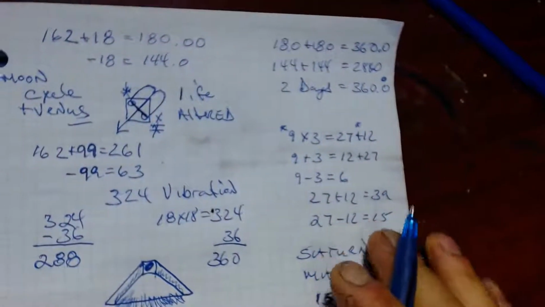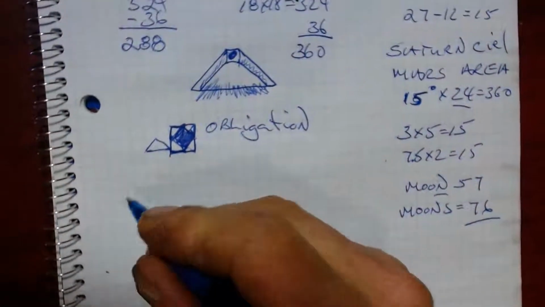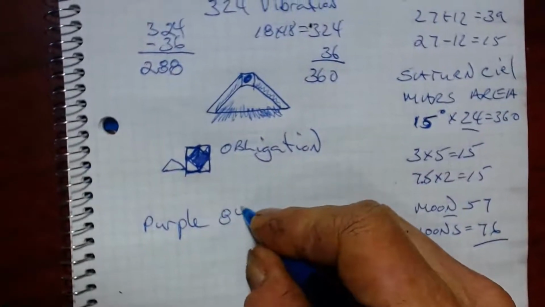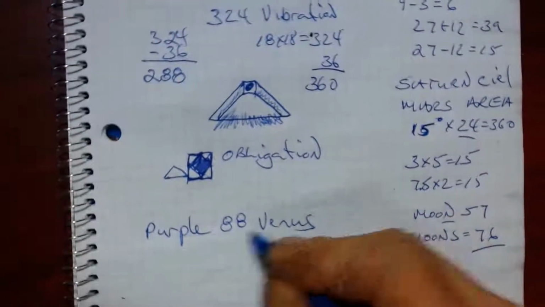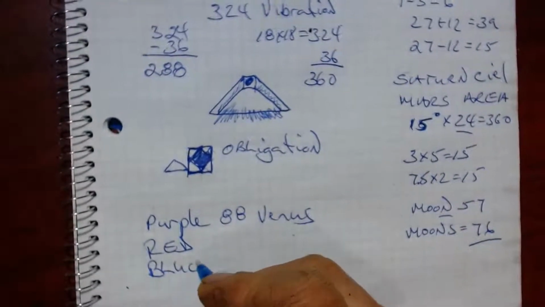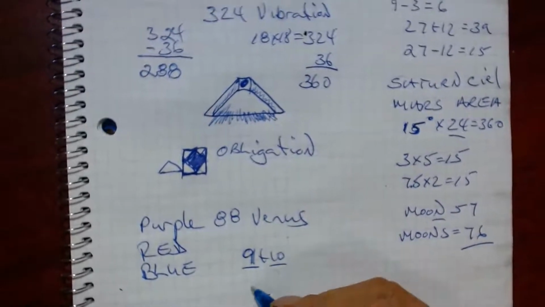This is a piece I did quite a while ago. 288 represents, where am I? I have to watch my camera that I'm in the right place. Purple is 88, so this is Venus. So automatically we have red and we have blue. And it's telling us about number 9 and number 10, which is the spirit.